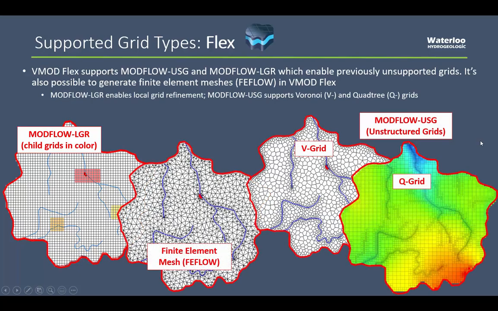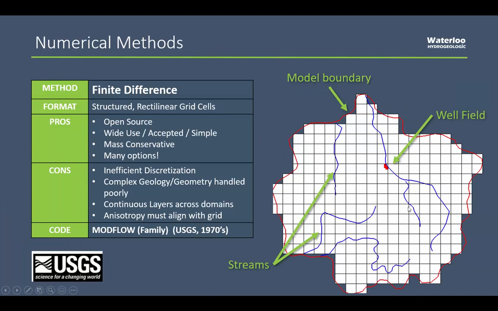VMOD Flex also supports a few workflows for MODFLOW USG. So it is actually possible to generate finite element meshes, as well as, for MODFLOW USG, we've got two grid types supported, Voronoi grids and quad tree grids. The real benefit of having these grid types is primarily around having more efficient discretization around irregular model elements, for example, meandering rivers, or basically any model edge that isn't straight.